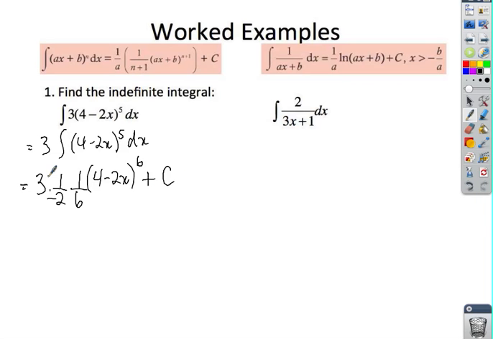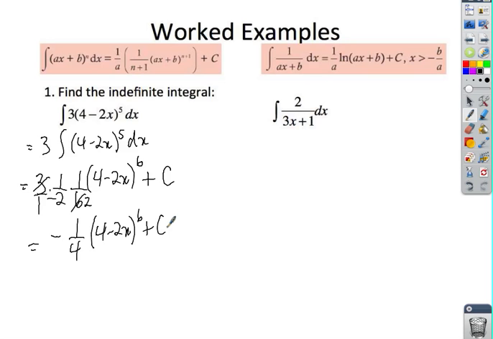Now you can see that this is 3 over 1 in front. We can cancel the 3 with the 6, which leaves 2. So our final answer here is negative 1 over 4, times 4 minus 2x to the 6, plus c. And don't forget, you can always check your answers from integration by taking the derivative.